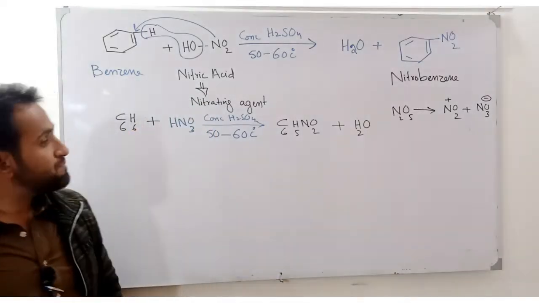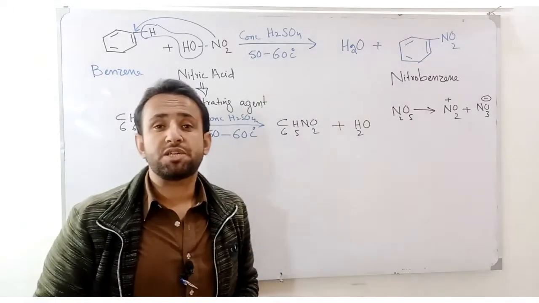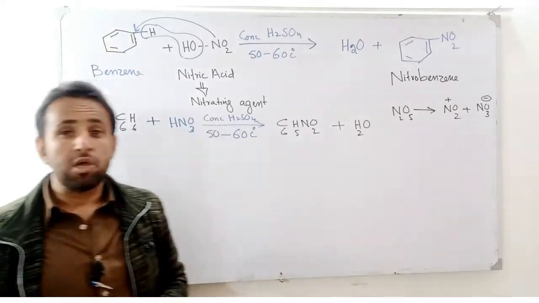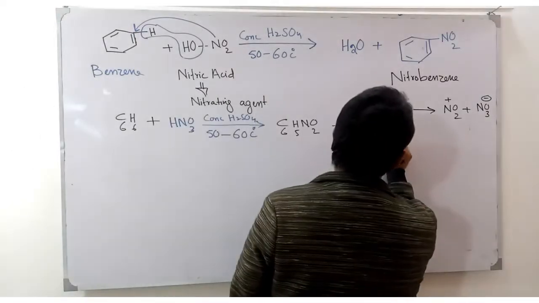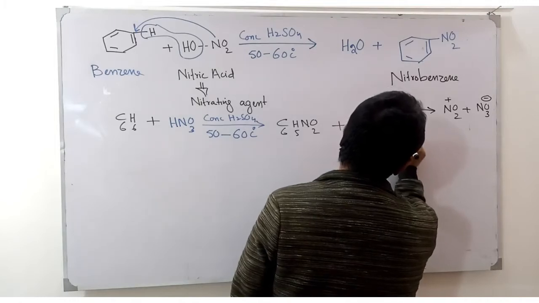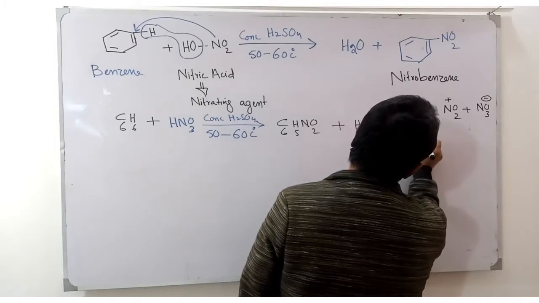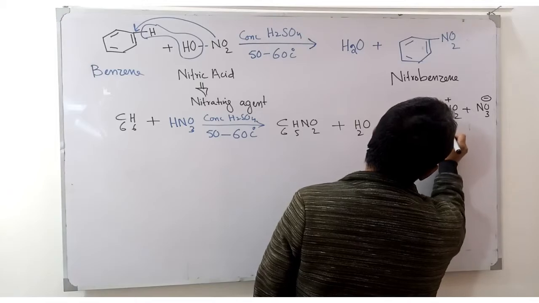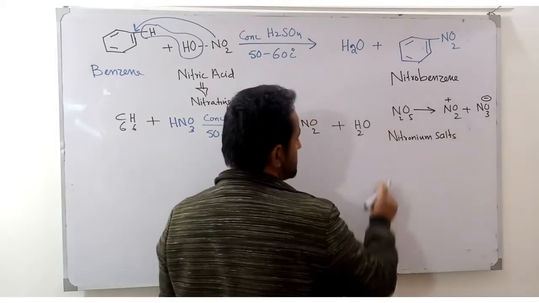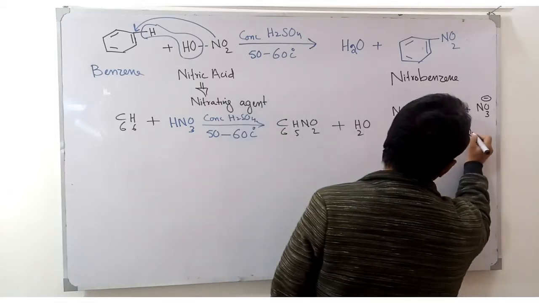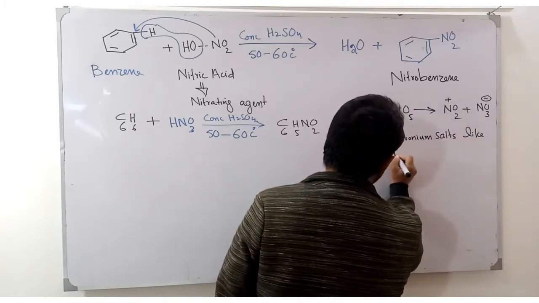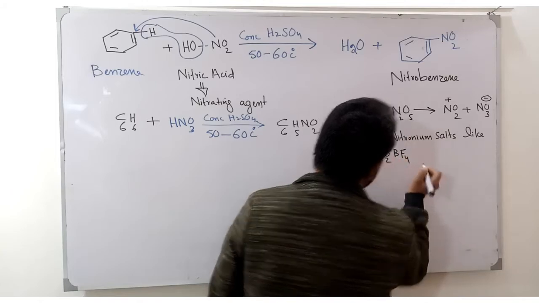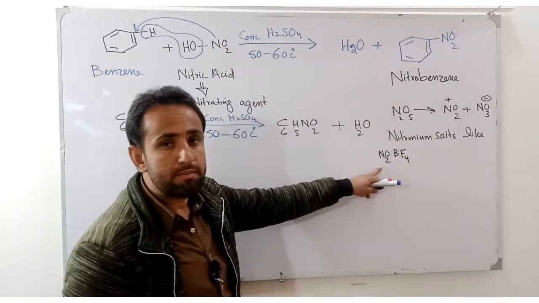Understand, dear student? Some more nitrating agents are with us that we can use in nitration. These are nitronium salts. Nitronium salts are also nitrating agents. For example, this is NO2BF4. This is a nitronium salt.